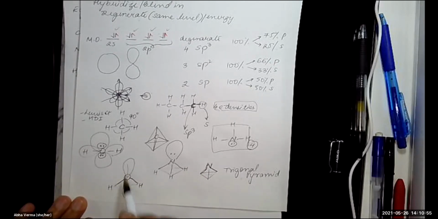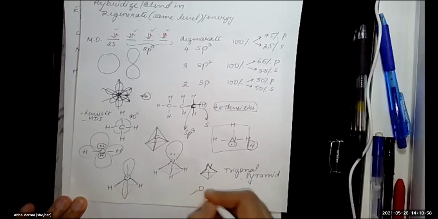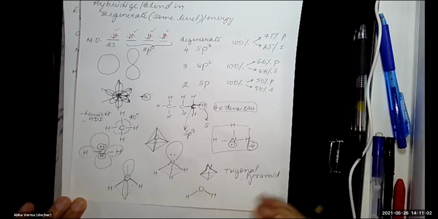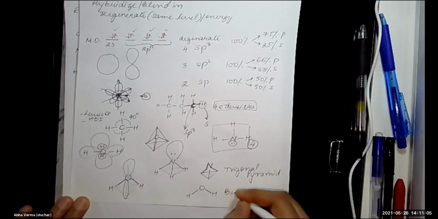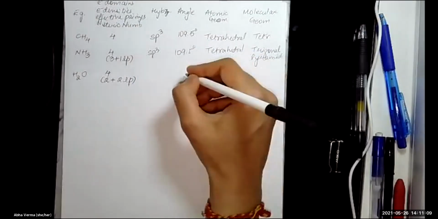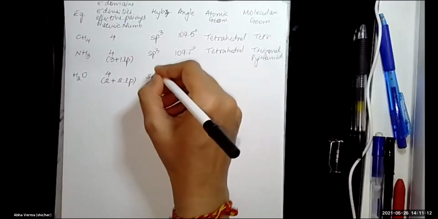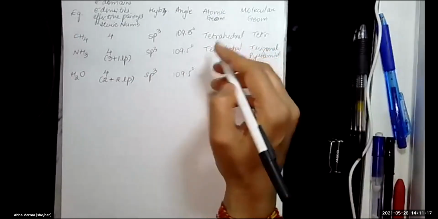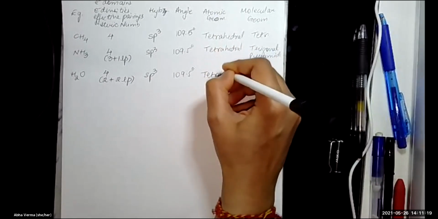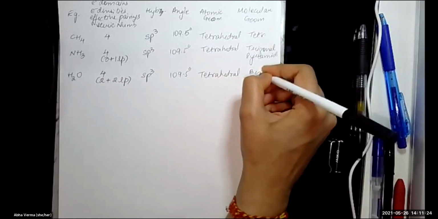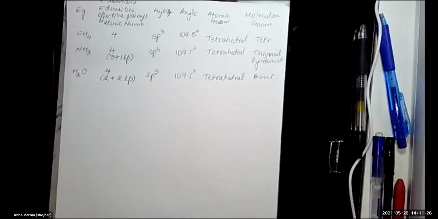How would I see this in X-ray crystallography? I will not see any lone pairs in my X-ray. All I will see is a bent structure. So this is still sp3. Angle is still 109. Atomic geometry is still tetrahedral. But the molecular geometry is now bent. Very good.